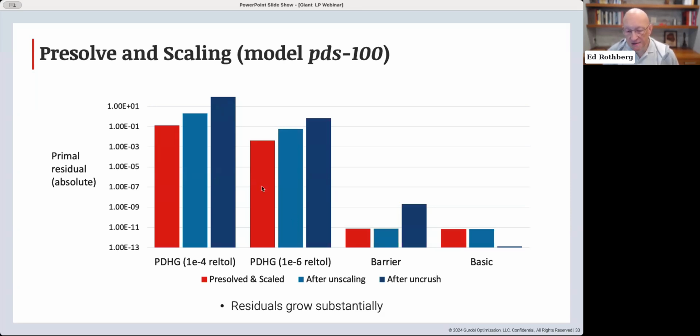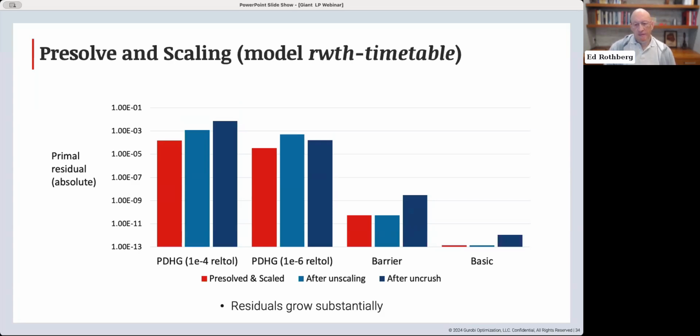And we can tighten these tolerances. So with 10 to the minus 6 relative tolerance, all these numbers come down, but we're still talking about a violation of 0.2 on the original model. And then, if you look at the barrier, as is probably expected from the previous slide, the errors are very small. Applying unscaling and uncrush increases them somewhat, but still, the final error is 10 to the minus 9. So, many, many orders of magnitude smaller. And then with the basic solution, you get the smallest error you could possibly imagine. So 10 to the minus 13 error. Similar results for a different model, RWTH timetable.